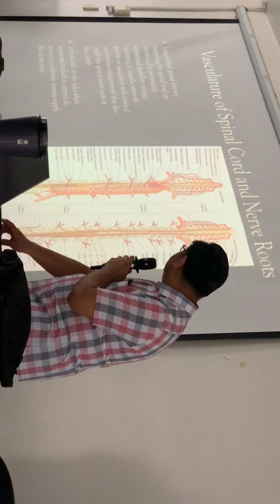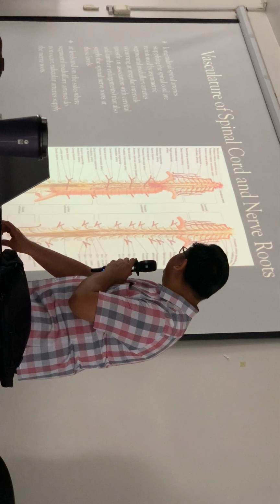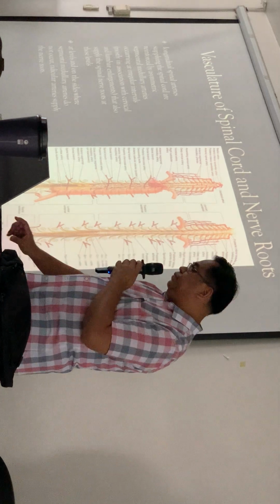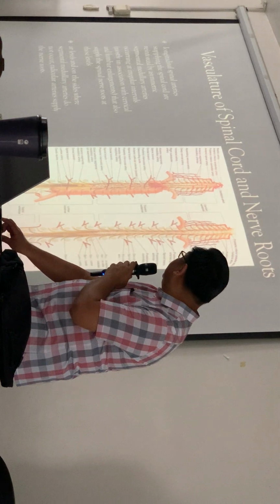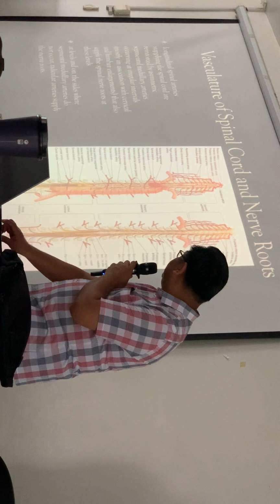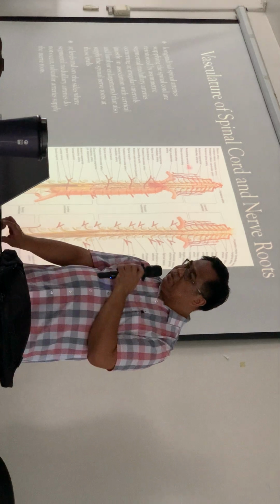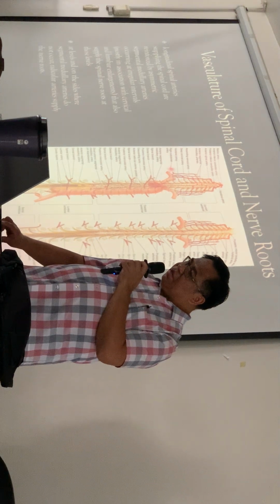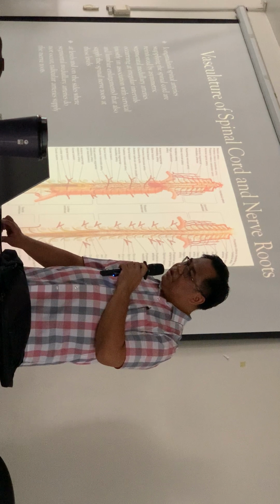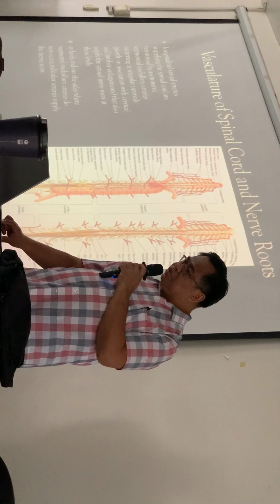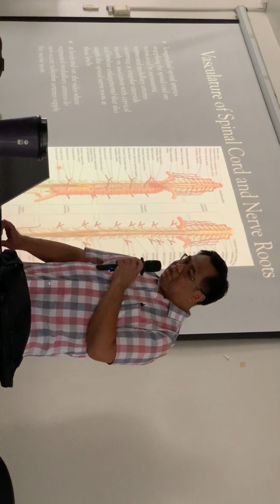So this is a view of the anterior part of the spinal cord. So the patient is facing you. We can see the anterior spinal artery here in the midline of the spinal cord, and it is supported by these arteries from the side. So segmental medullary arteries supply the anterior spinal artery to supply the cord with oxygen and nutrients.